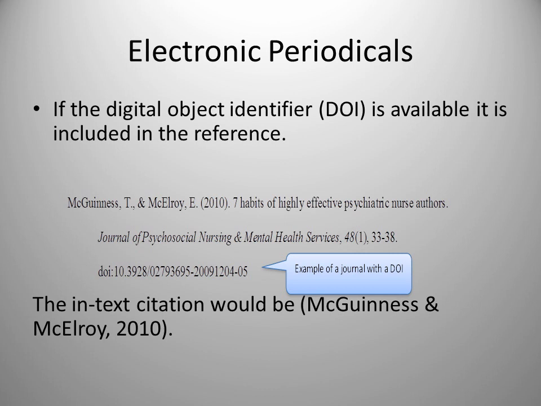So here we have an example. We have McInnes and McElroy, 2010. Here's the name of the article, and you'll notice that only the first word is capitalized, because this has a 7, there are no other words capitalized. Then we have the name of the journal itself in italics with capital letters. We have the volume number in italics, followed by the issue number in parentheses, and then the page numbers. And then after that, we have the DOI number. Our in-text citation: McInnes and McElroy, 2010.